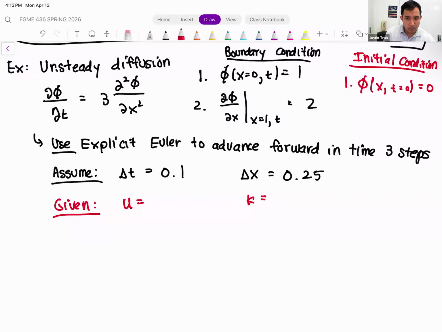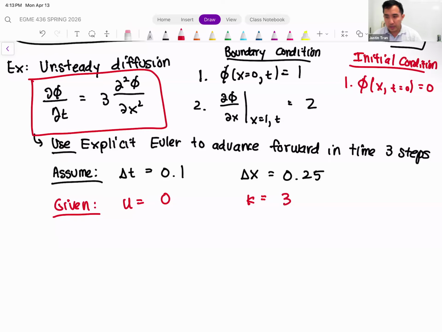For this particular problem, we have no convection because we have no first order derivative with respect to x. And so u here is 0 for this problem. Remember, this is our problem here, so there's no convection term. If there's no convection, that means convection velocity is 0. And then our diffusion constant k is going to be 3, because that's the coefficient in front of the second order space derivative.